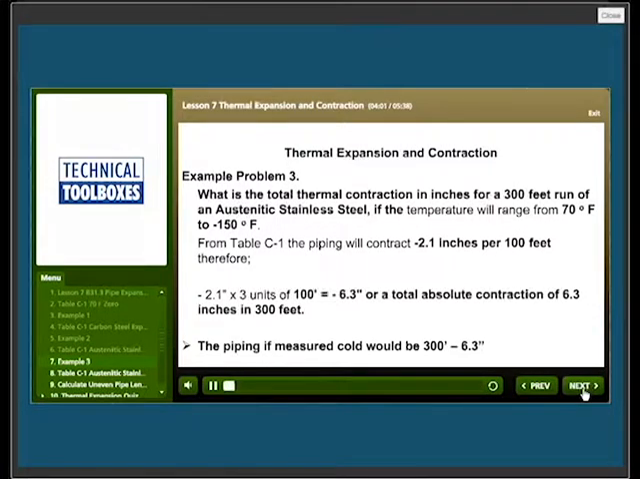Example problem 3. What's the total thermal contraction in inches for a 300 feet run of an austenitic stainless steel if the temperature will range from 70 F to minus 150 F? From table C1, the piping will contract negative 2.1 inches per 100 feet. Therefore, negative 2.1 inches times 3 units of 100 equals negative 6.3, or a total absolute contraction of 6.3 inches in 300 feet. The piping, if measured cold, would be 300 feet minus 6.3 inches.